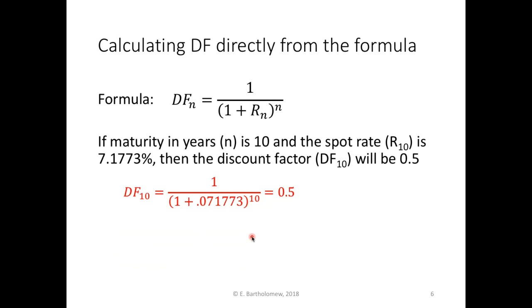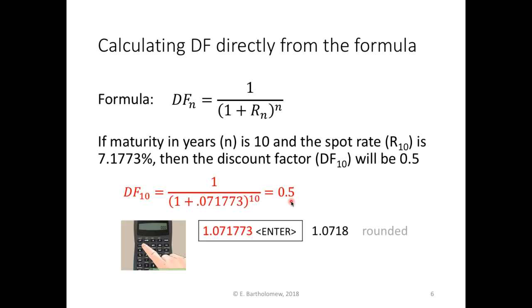Now, we can calculate the discount factor directly from the formula. So if we did it using our numbers from our example, we would put in 0.071773 for RN, 10 would be N, and we plug and chug, and we would get 0.5 for the discount factor for 10 years.